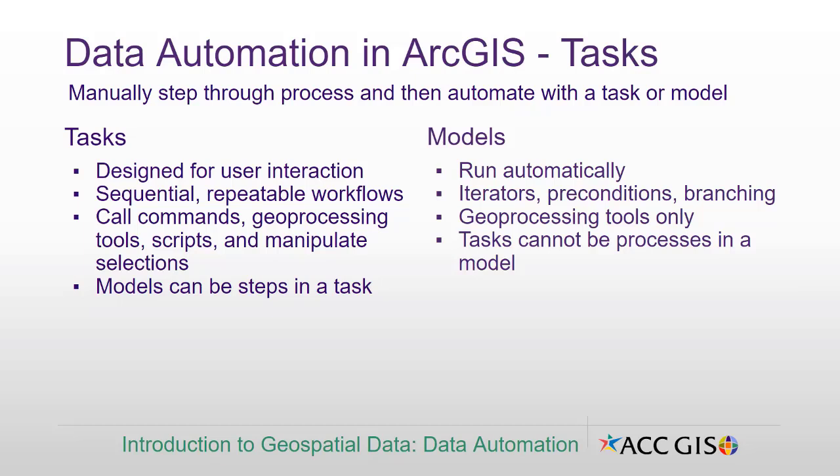Tasks can call commands, geoprocessing tools, scripts, and manipulate selections. They're very powerful. Models can only call geoprocessing tools. So models can be steps in a task, but a task cannot be processes in a model. And which approach you use, task or model, depends on really what you're trying to accomplish.